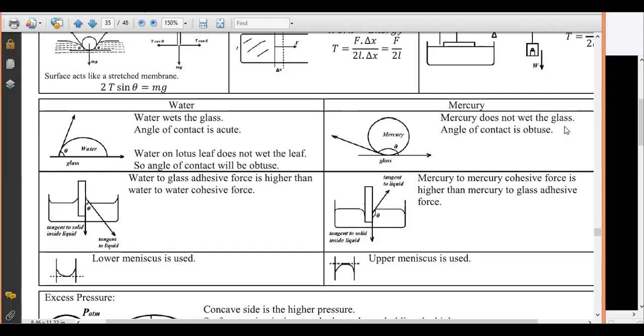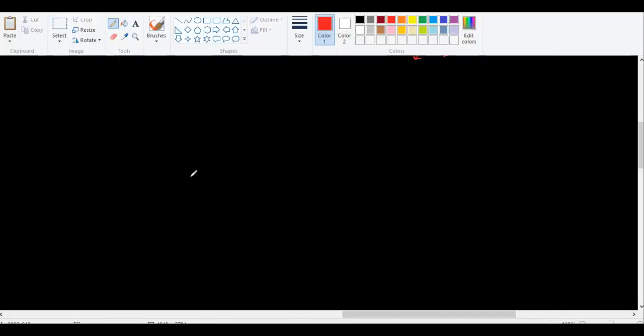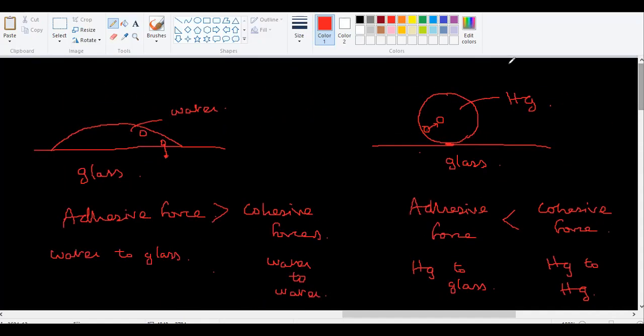We have some mercury here for this experiment, but I have only one student. Maybe I'll show it to him later. So angle of contact is obtuse. In the case of angle of contact measurement, you have to take the tangent to this. So this is your angle of contact.